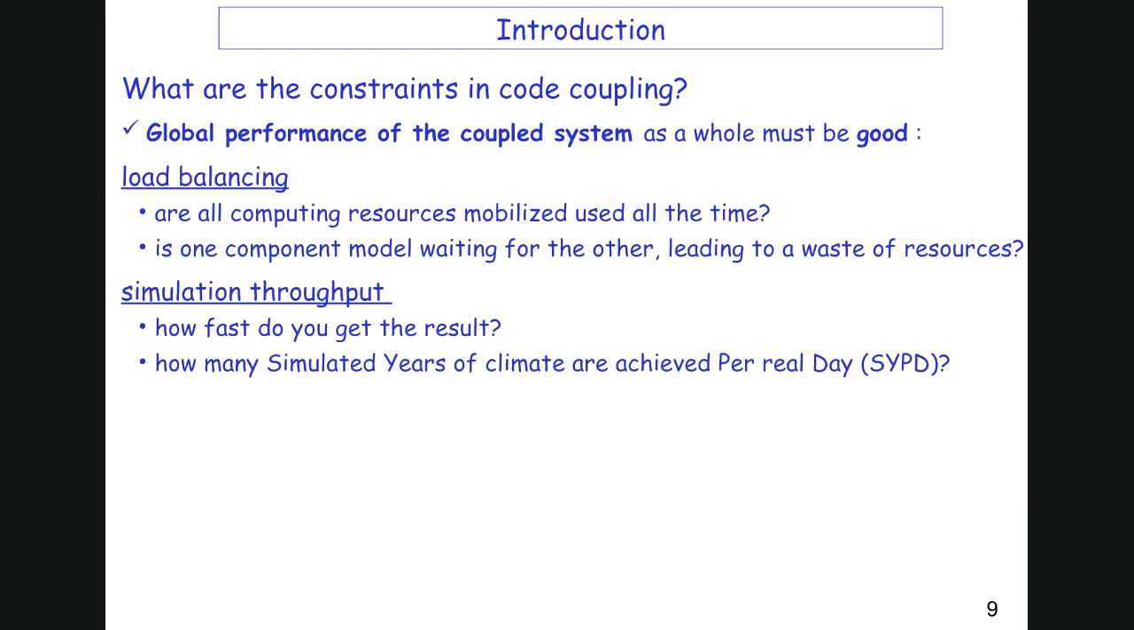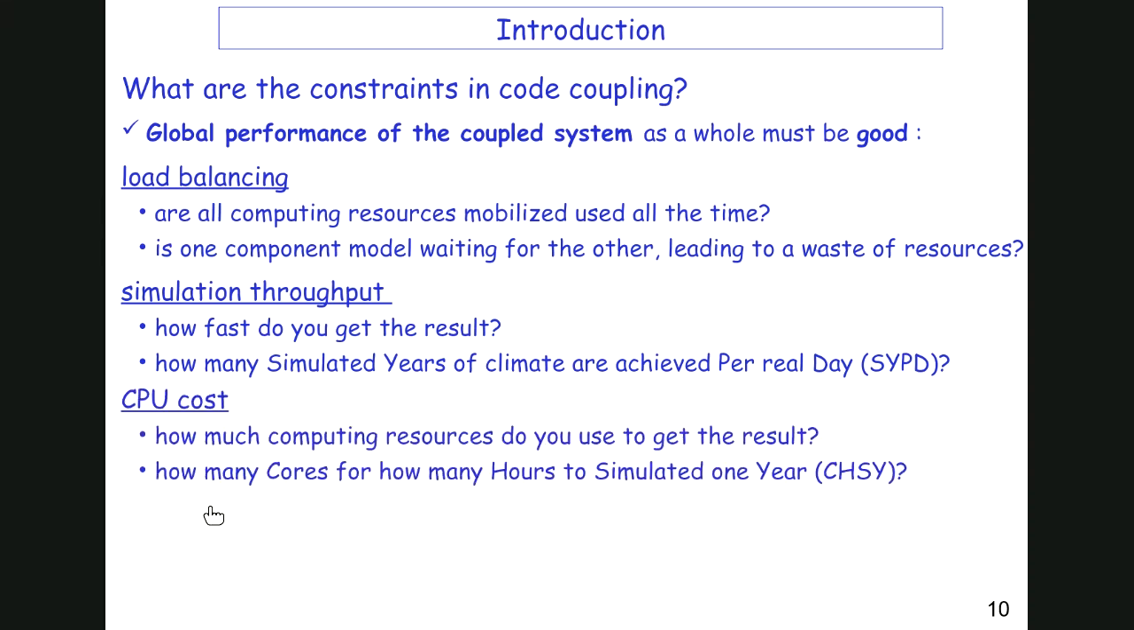That is, you want to get the results very fast. And this is usually measured in climate in what we call SYPD, simulated years per day. So how many simulated years of climate do you achieve per real day? It may be that a system which is not perfectly load balanced will get a better throughput. So sometimes you have to waste some resources to get your result faster.